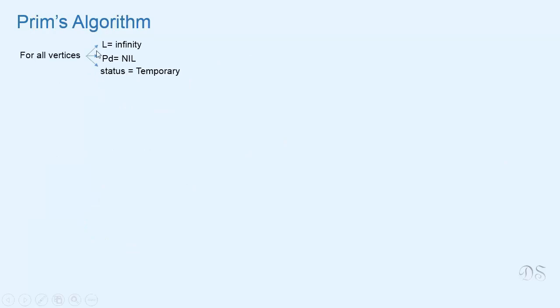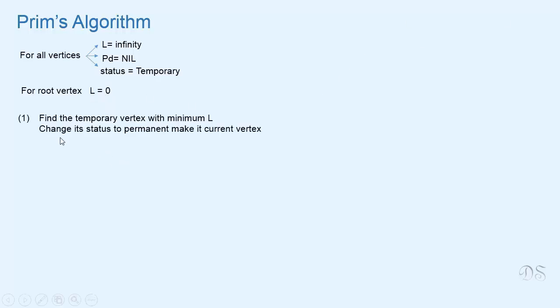Initially, for all the vertices, length is equal to infinity, predecessor is nil, and status is temporary. We will select any vertex of the graph as root vertex and make its length equal to 0. Now, from all the temporary vertices of the graph, we'll select the temporary vertex that has minimum length, and we'll make it permanent, and now it becomes the current vertex. At the start of the algorithm, root vertex has minimum length, so root vertex will be the first one to become permanent.